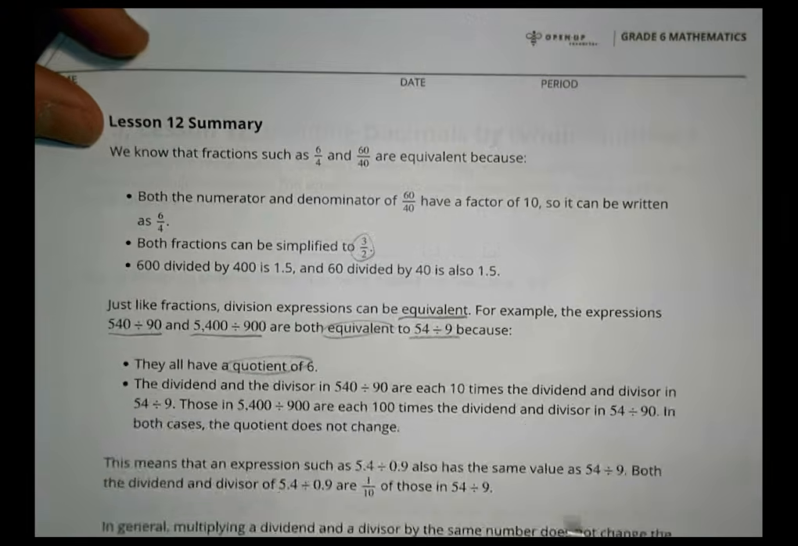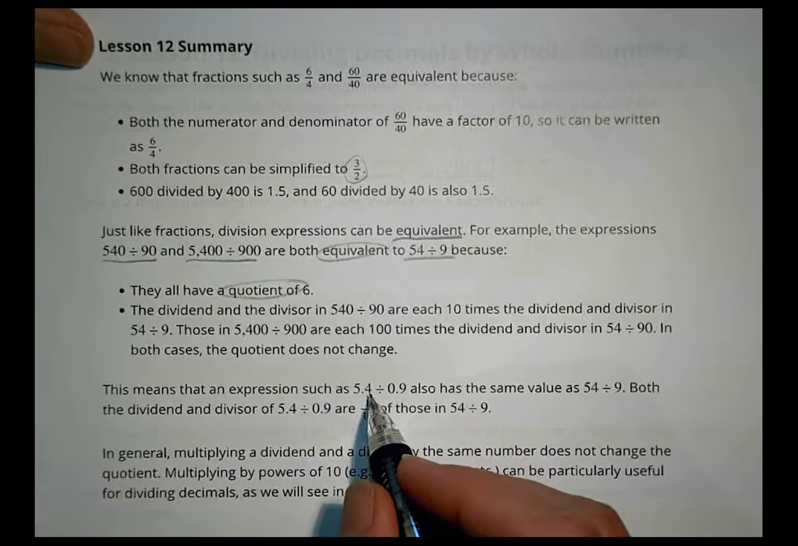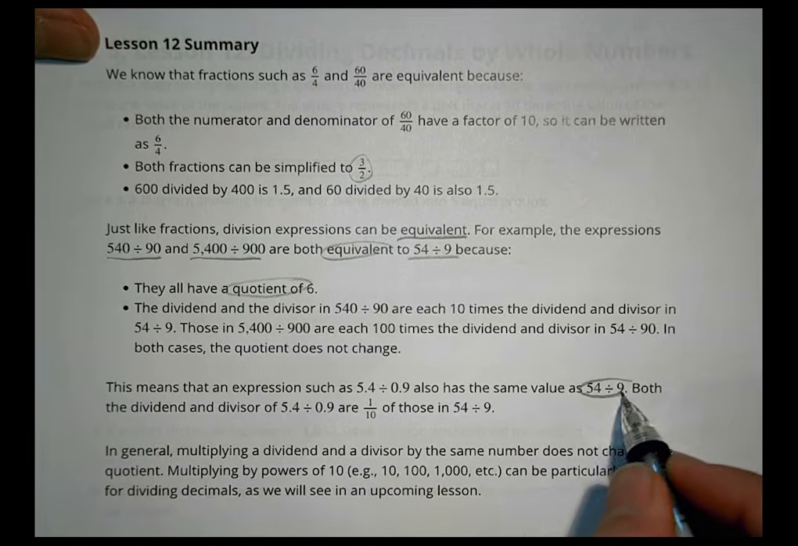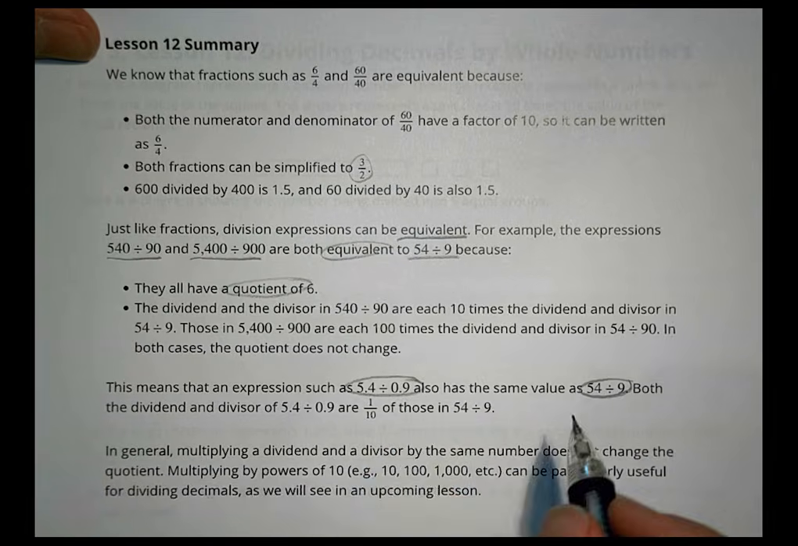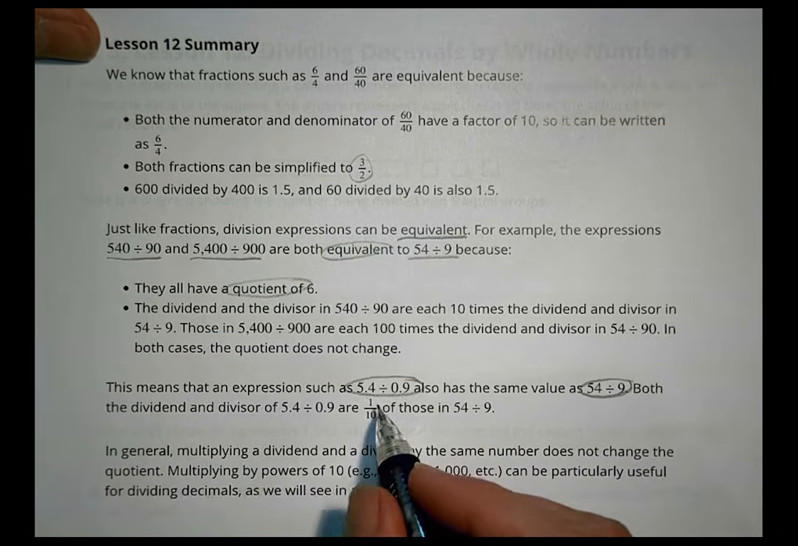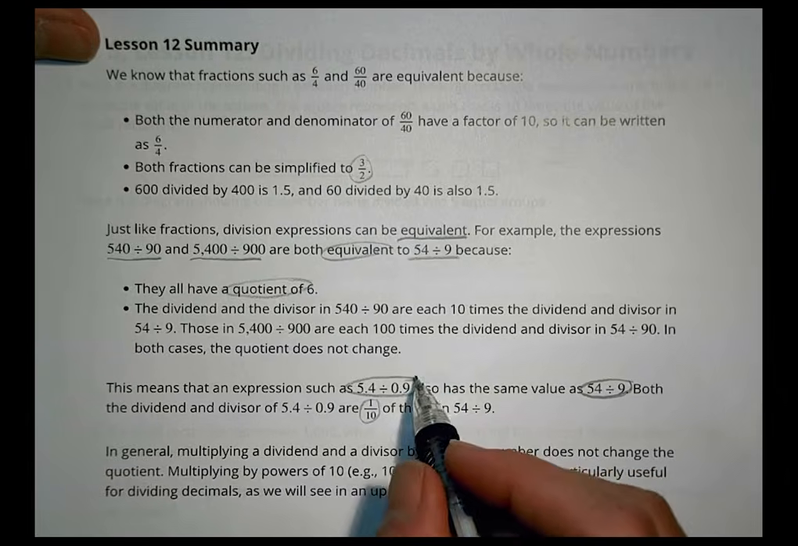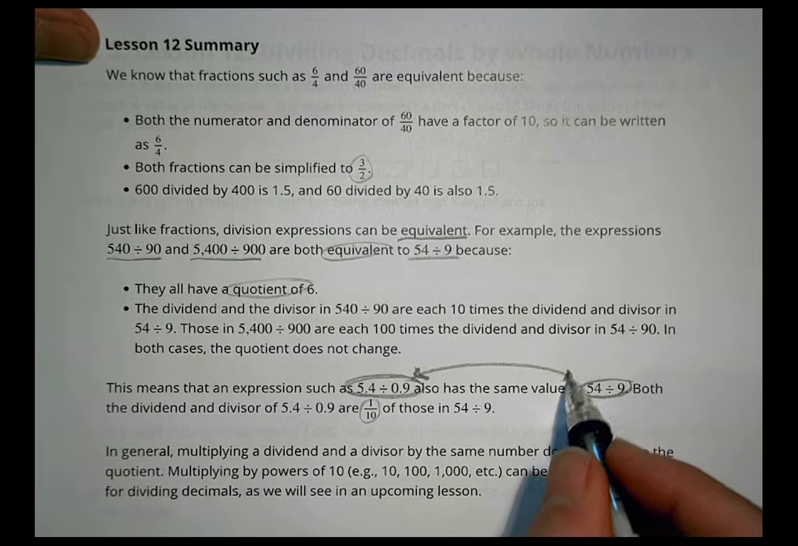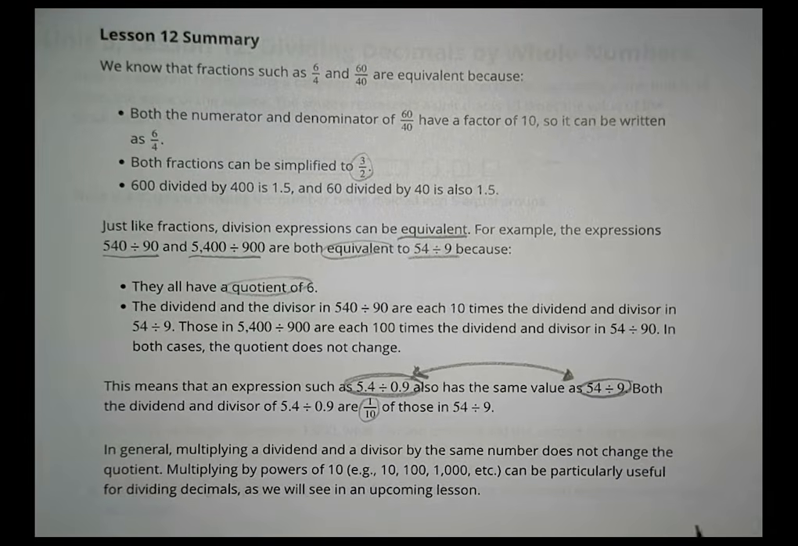This means that an expression such as 5.4 divided by 0.9 also has the same value as 54 divided by 9, because both the dividend and divisor are 1/10 of those. So sometimes if you're dealing with decimals, we can compare it to a regular whole number we're familiar with without a decimal, and we're able to figure out what that's going to be.